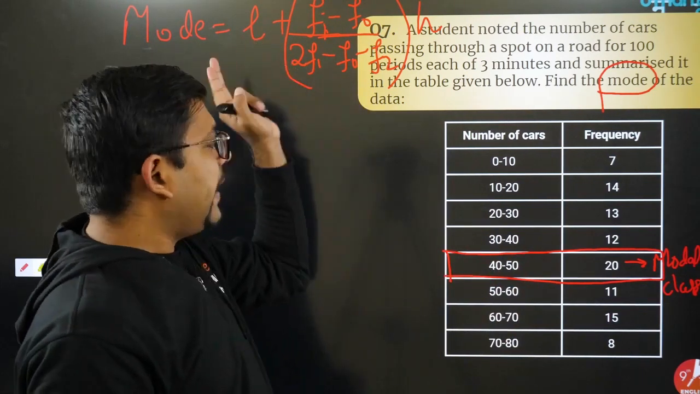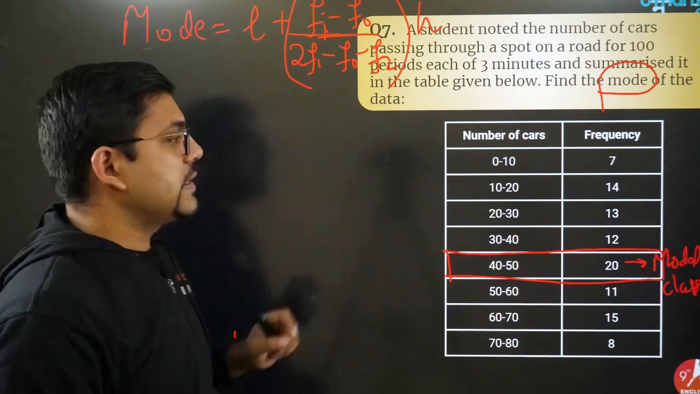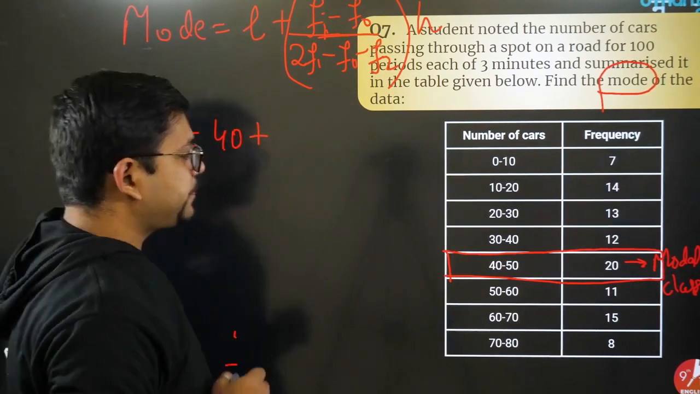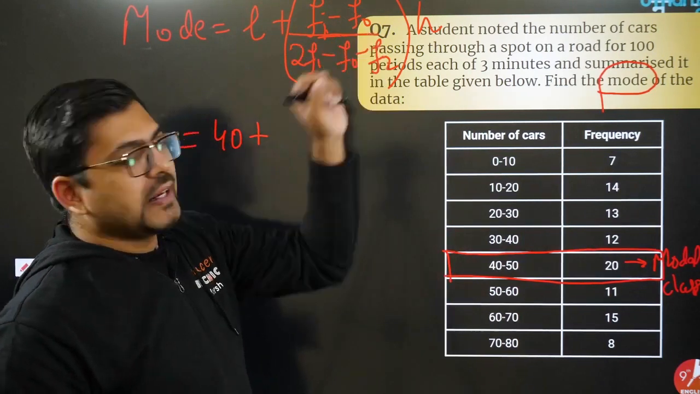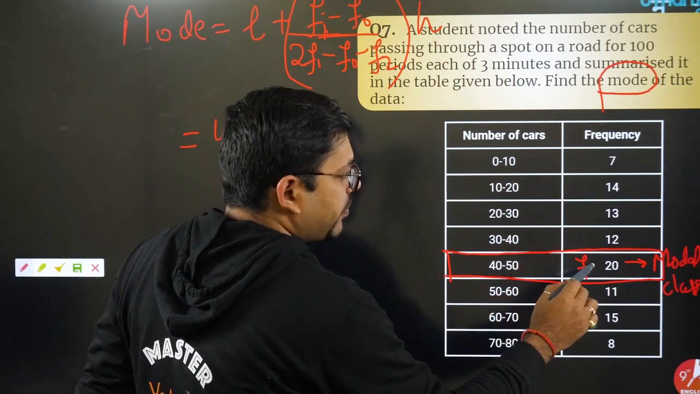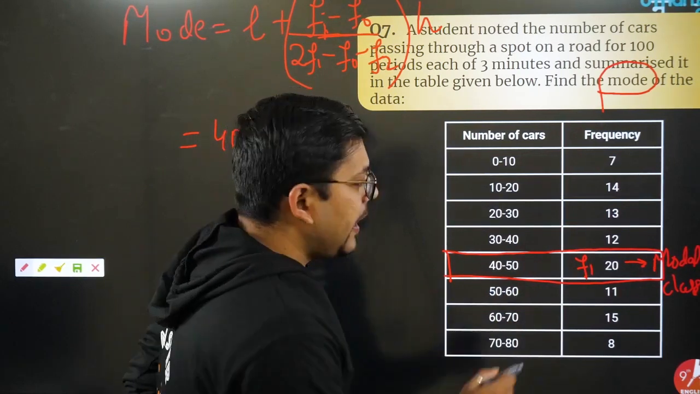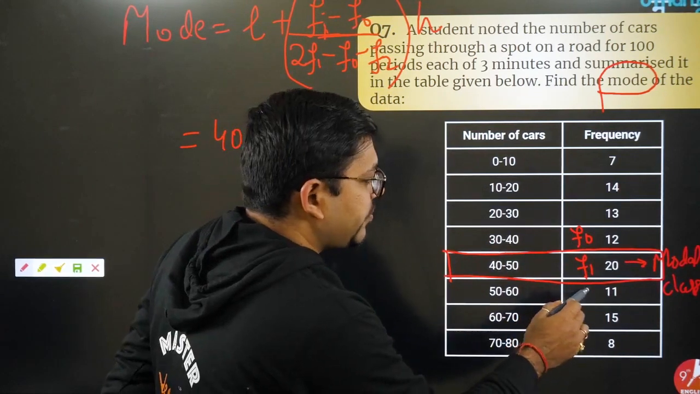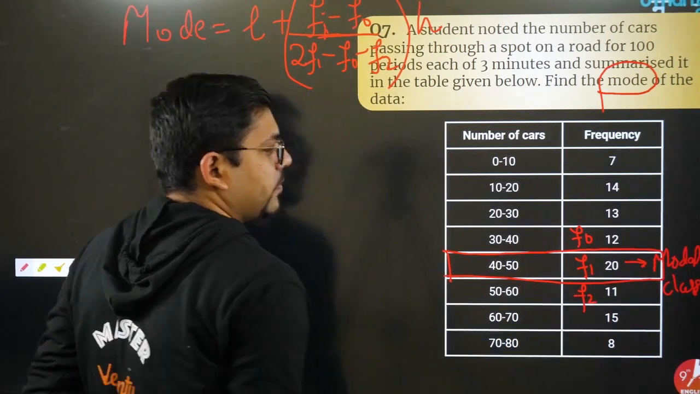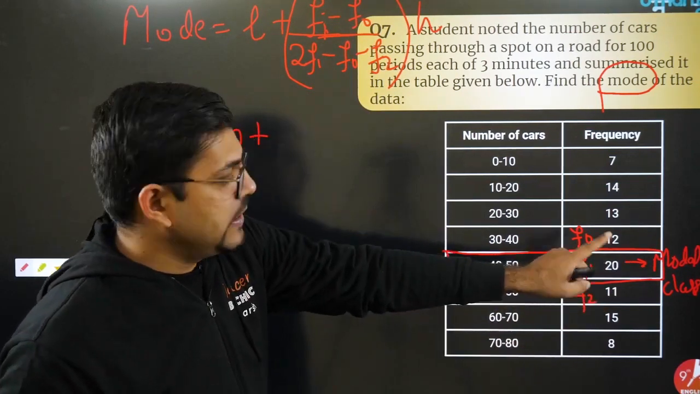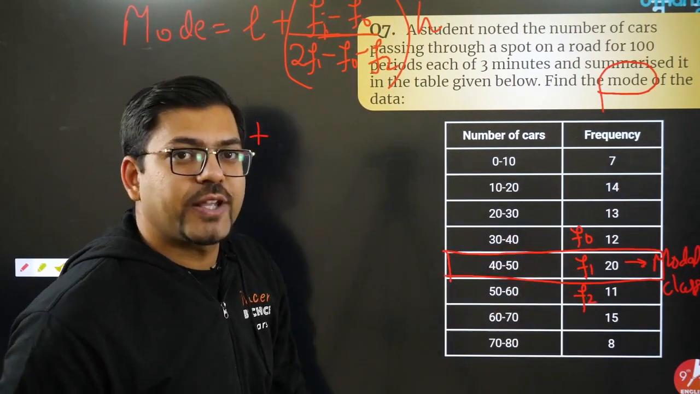So L means lower limit of the modal class, that is 40, plus F1 minus F0. F1 is what? Please pay attention. F1 is the frequency of the modal class. F0 is the frequency preceding it, and F2 is the frequency succeeding it. As the name suggests, 0, 1, 2. So 1 is for the modal class, 0 is the previous one, 2 is the next one.